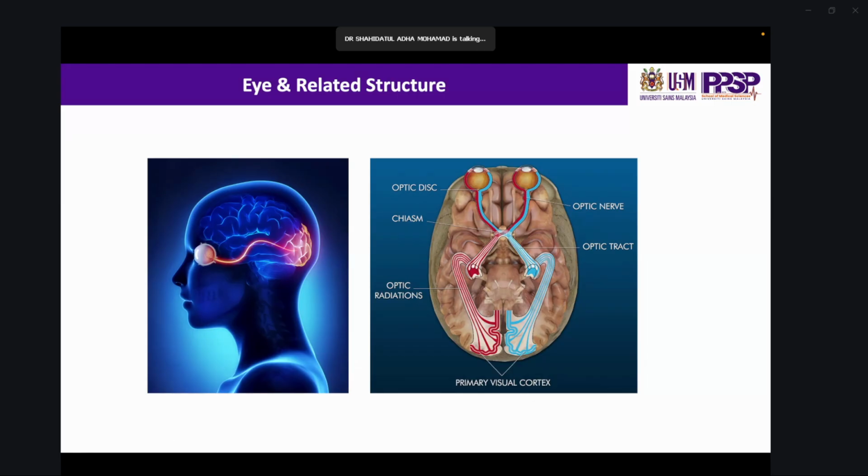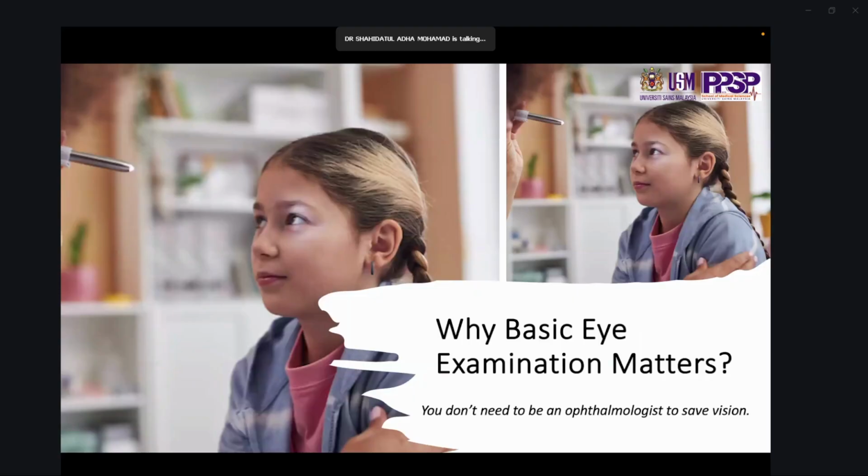All right, so why I showed you all the relations of the eye to the other structures, because most patients presenting with eye complaints or visual complaints are mostly not having an eye problem. Okay, some may have, but some may not. All right, so why do basic eye examinations matter? You don't need to be an ophthalmologist to save vision.